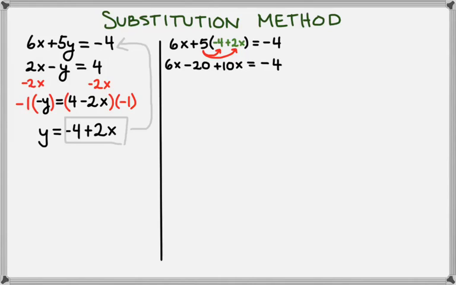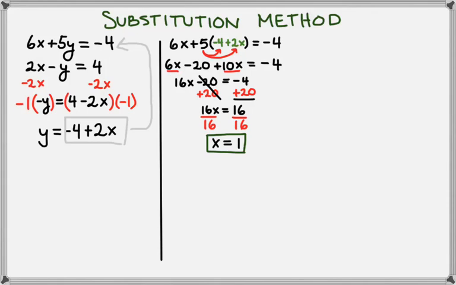Now on the left-hand side, we want to combine like terms, so we'll take the 6x and the 10x and add them together to get 16x. We still have the minus 20, and then that's equal to negative 4. Now we want to get the x term by itself, and so we'll add 20 to both sides. On the left-hand side, those 20s will cancel, so we'll have 16x equals negative 4 plus 20, which is 16. Now we want to get x by itself, so we'll divide by 16, which gives us x equals 1.